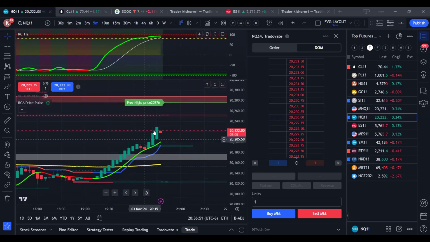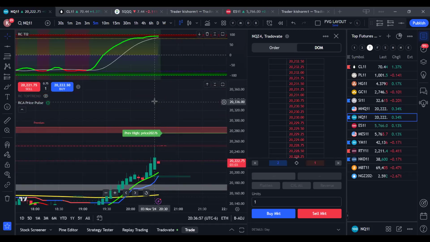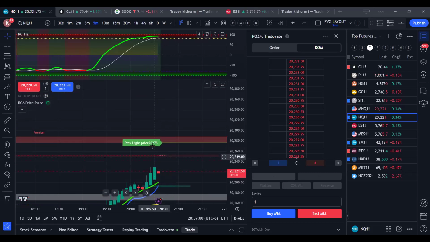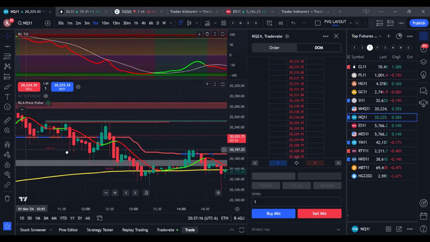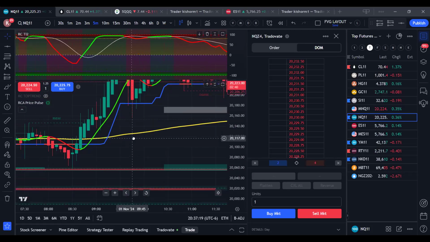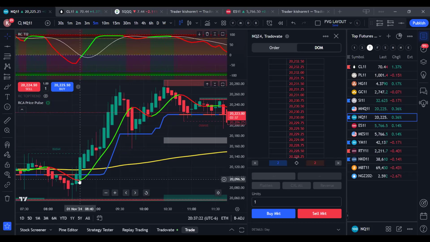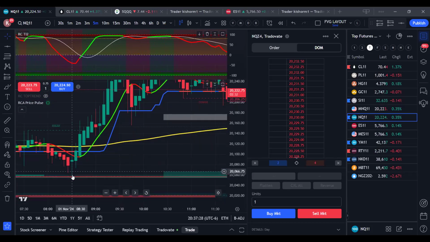For example, let us say NQ is going all the way to 20,340 or 20,400. First, it will drop, but don't immediately take the trade when it starts dropping. Let me show you an example from Friday. So, for example, it started moving up. It came to the bottom, it broke the previous day low, and then it went up.